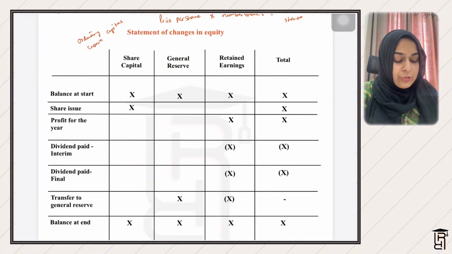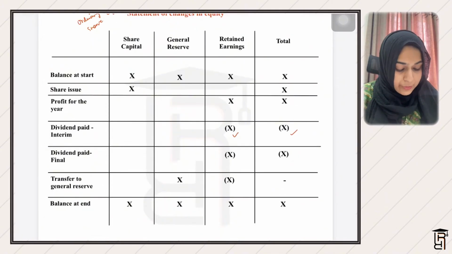So share issue, it's just increasing the share capital, and then you write the total in the total column. Okay, then there's a final dividend. If you have paid out a final dividend, you'll have to subtract that from profits, that is retained earnings, and obviously this will also be a negative value in the total because that's out of the equity, it's not part of the equity.